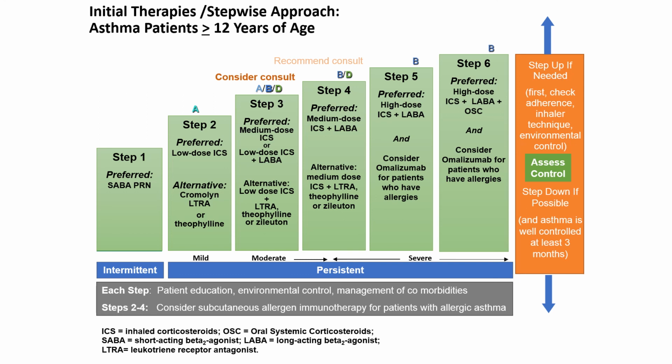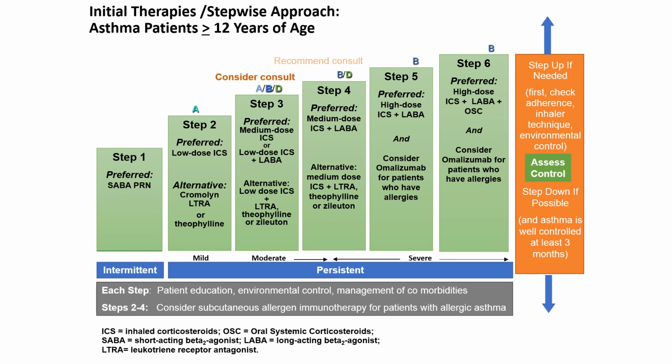Then in the moderate persistent, or in step 3, the preferred agent is the medium dose inhaled corticosteroid. See, in step 2, you have started with the low dose inhaled corticosteroid. In step 3, you have moved to the medium dose. Or if you don't want to increase the dose of inhaled corticosteroid, you can go ahead with low dose inhaled corticosteroid, but you can add long acting beta 2 agonistic agents. Okay.